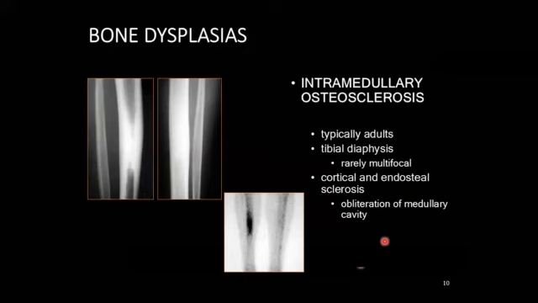Now, what about another kind of bone dysplasia, intramedullary osteosclerosis? It typically presents in adults and in the tibial diaphysis, and is rarely multifocal. Usually it is a unifocal or focal area of involvement, and you can see the cortical and endosteal sclerosis here, possibly simulating a bone tumor, or osteomyelitis, or other things. You can see the obliteration of the medullary cavity with active uptake on the bone scan.